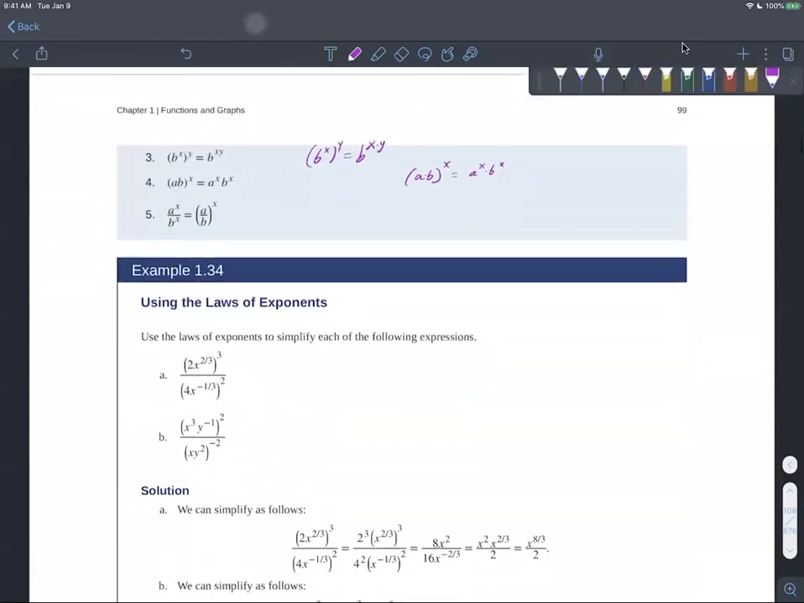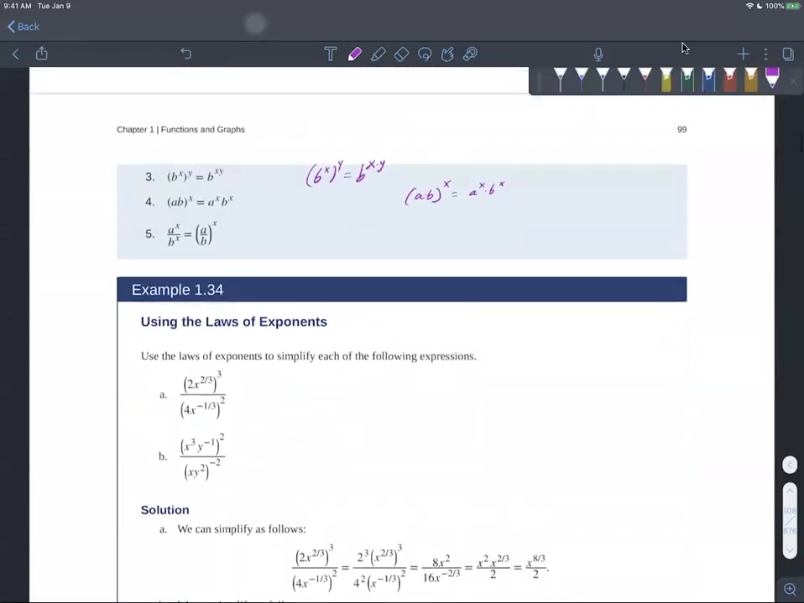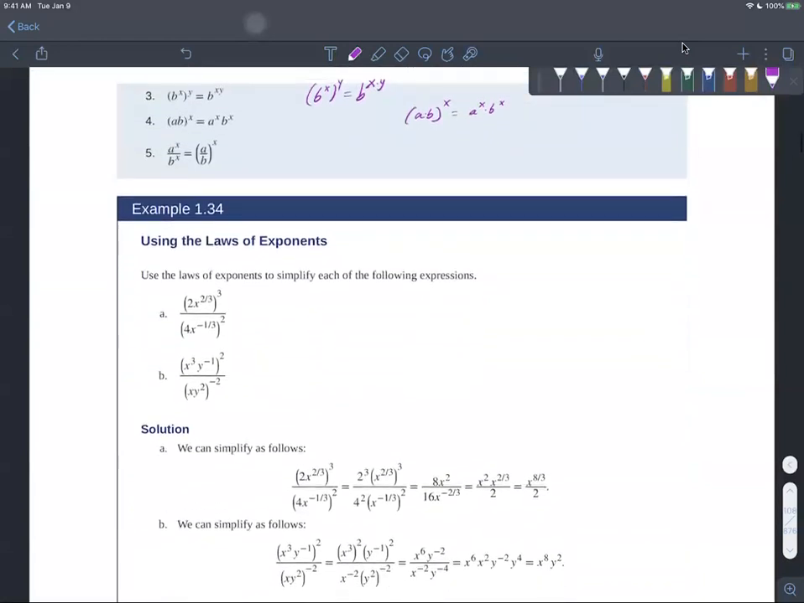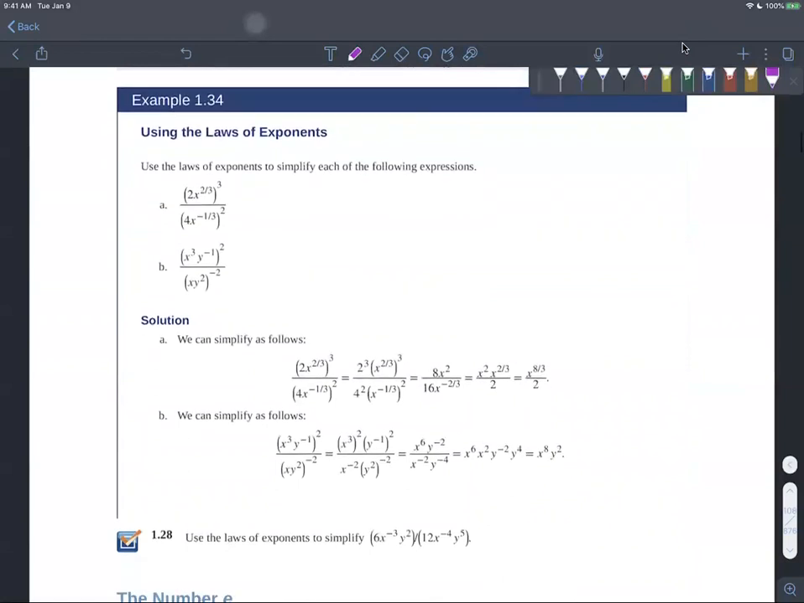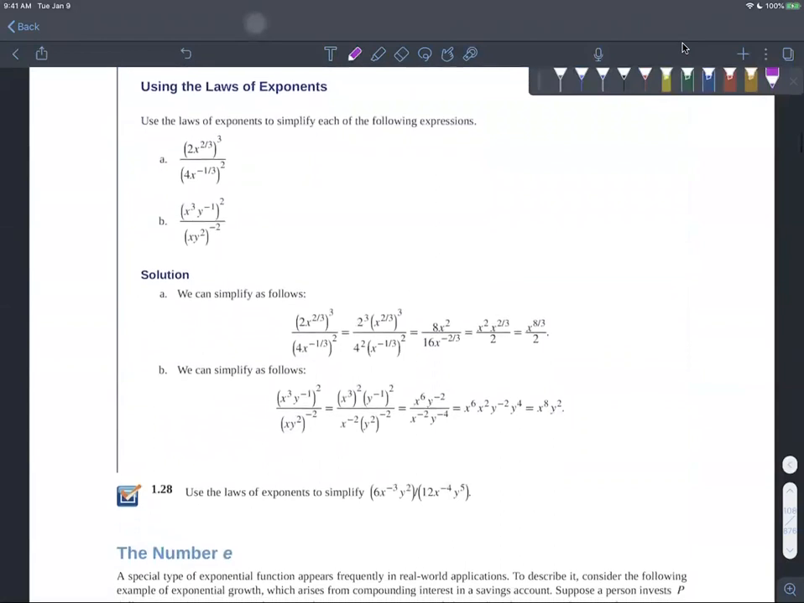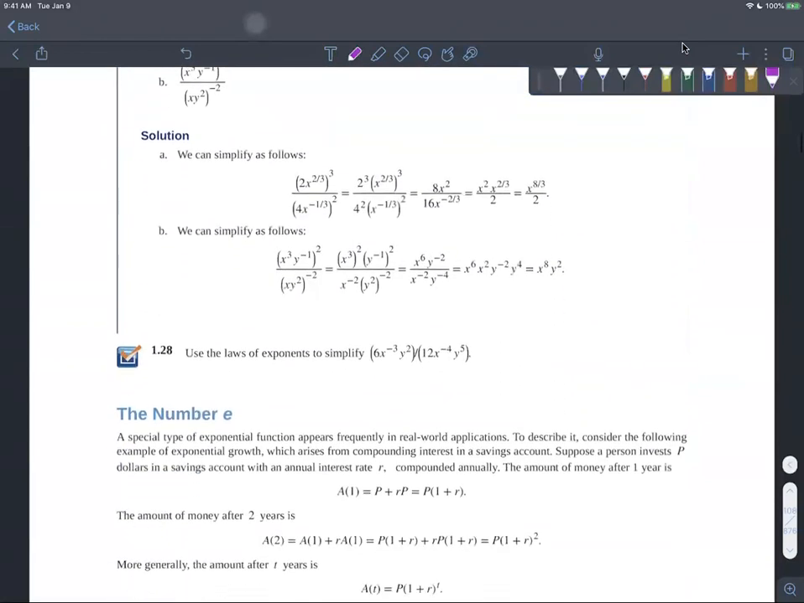That's number 5. So using the laws of exponents, again, this is one that you've probably seen before. You can see me during office hours if you would like to go over this problem. These are not too hard to follow if you just read them.